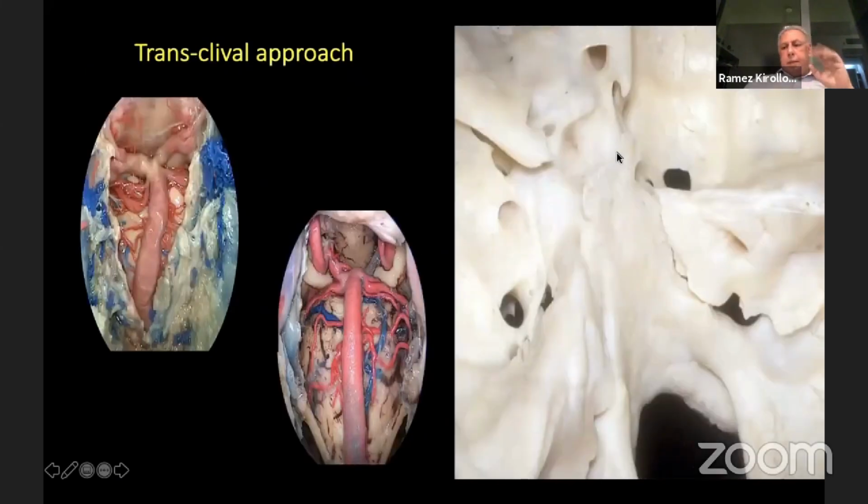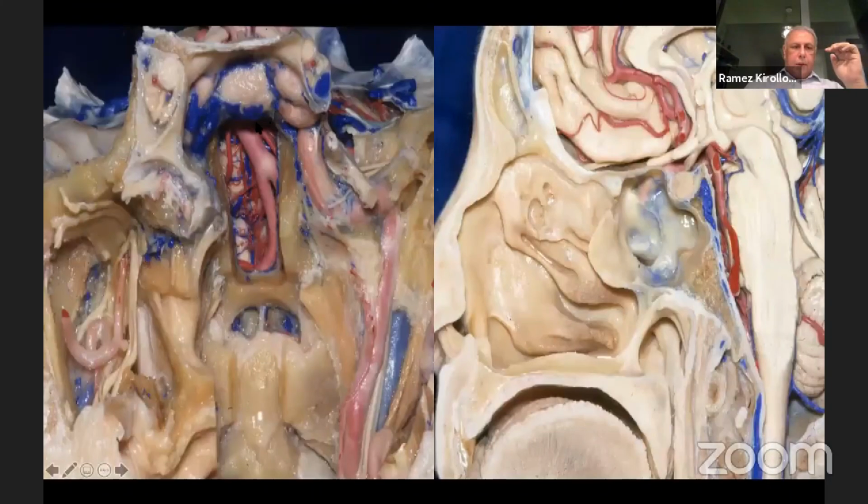So the last part of the talk relates to transclival approaches, and we'll see what the relationship is. So the clivus has a superior third, the dorsum sellae, above the petrous apex, and the middle third, this is the jugular foramen, and a lower third with the hypoglossal nerve there. And the artery related to it, of course, is the basilar artery. And it's important for cases such as clival chordomas. And you can see here the window, and we will see the relationship to the sphenoid sinus.